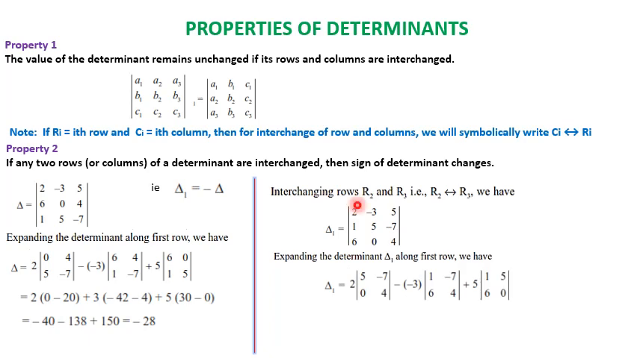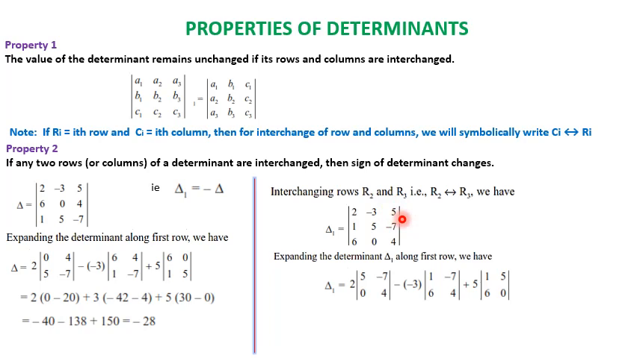Delta 1 is equal to, first element is positive, that is plus 2 into, row and column gone, 5 minus 7 0 4, that is the determinant value. Second element sign is minus because it is first row second element, 1 plus 2 is 3, 3 is an odd number, that's why minus sign. Minus of minus 3 into, row and column gone, 1 minus 7 6 4, that is the 2 by 2 determinant.